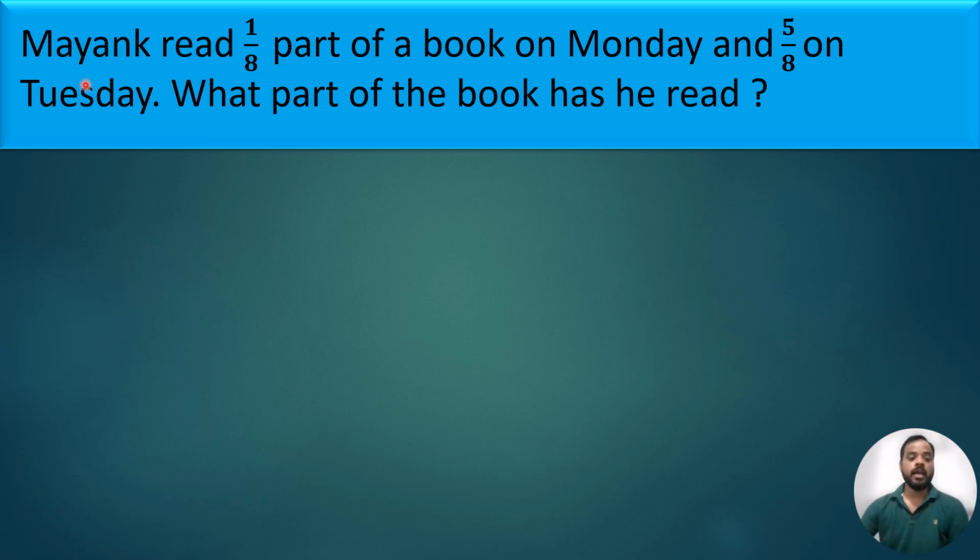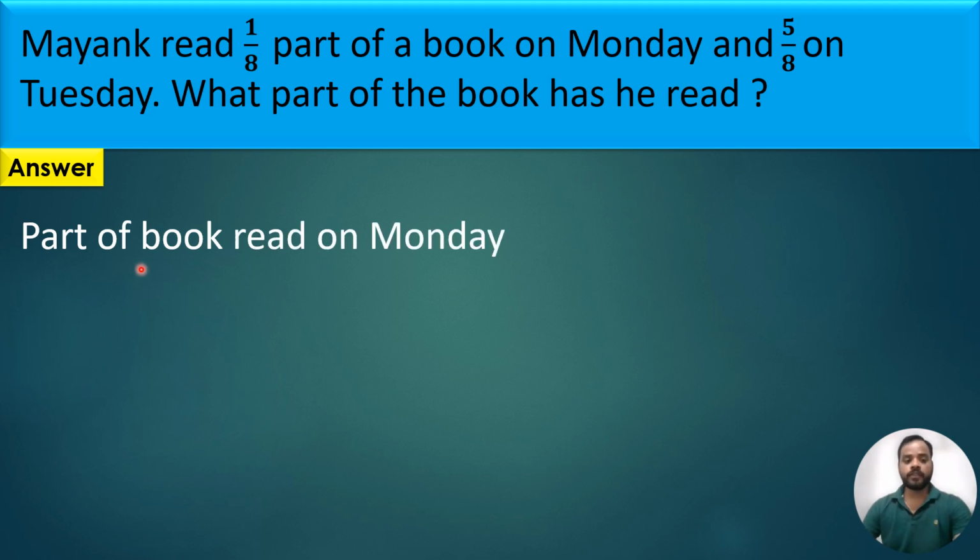Next question. Mayank read 1 by 8 part of a book on Monday and 5 by 8 on Tuesday. So what part of the book has he read? Okay. So on Monday, Mayank read 1 by 8 part of the book. And on Tuesday, Mayank read 5 by 8 part of the book. So the question is, what part of the book has he read in total? So let us solve it.